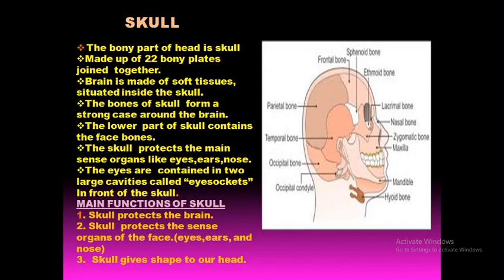The two eyes are contained in two large cavities which are known as the eye sockets, which are present in the front of the skull.